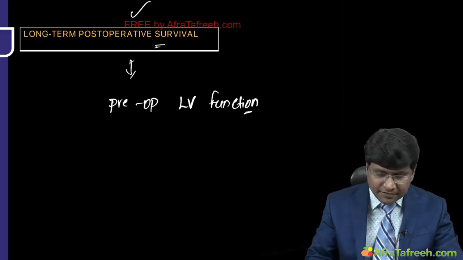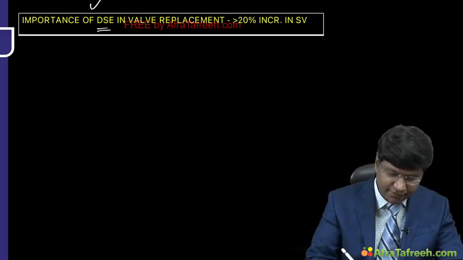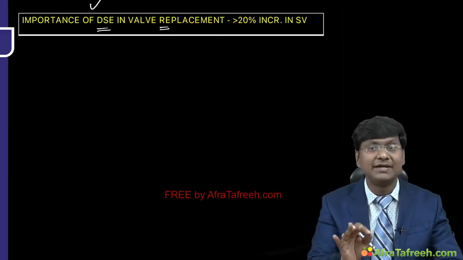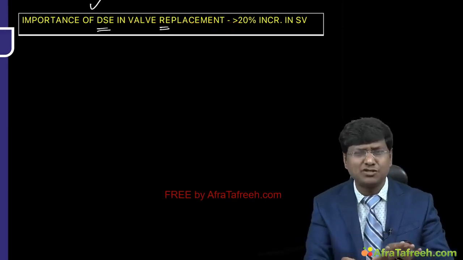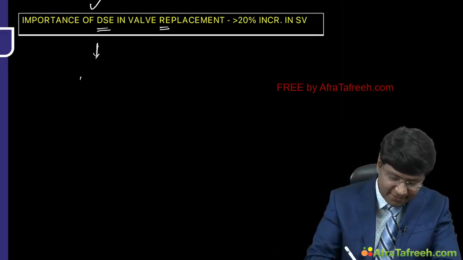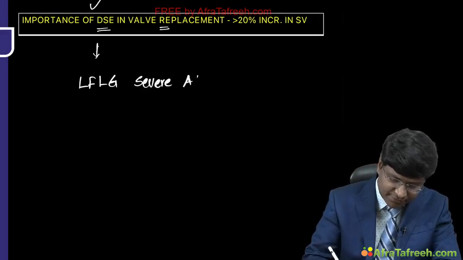Okay. Next is the importance of dobutamine stress echo in valve replacement. Okay. See, in which group of individuals do you do this dobutamine stress echo? That is mainly in low flow, low gradient, severe aortic stenosis. Right?